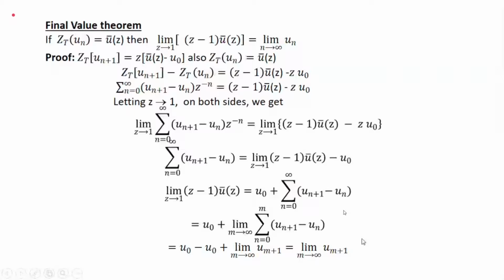I'll explain once again if you want. What I have done is I have taken the Z transform of u(n plus 1). I have used the left shifting property. Then I have subtracted the transforms of these two, sequence u(n plus 1) and sequence u n. So I can take u bar of z common. What remains is z minus 1 minus z u naught. Then use the definition of z transform for this. Then you let z tend to 1. So this is what you get.